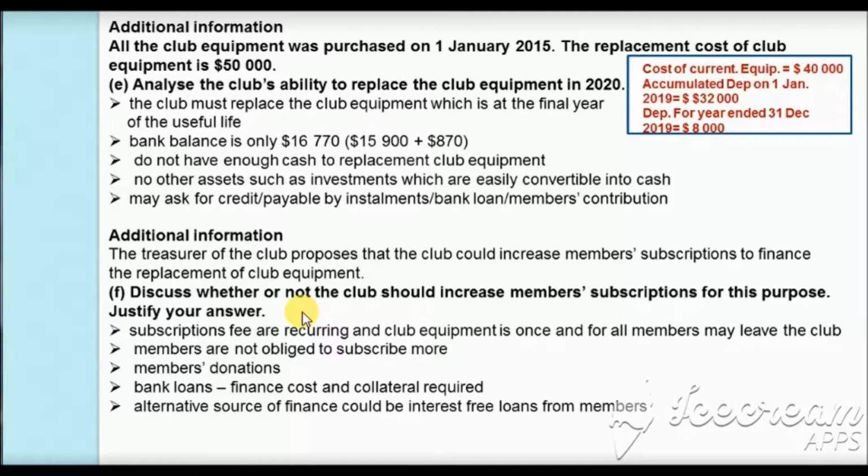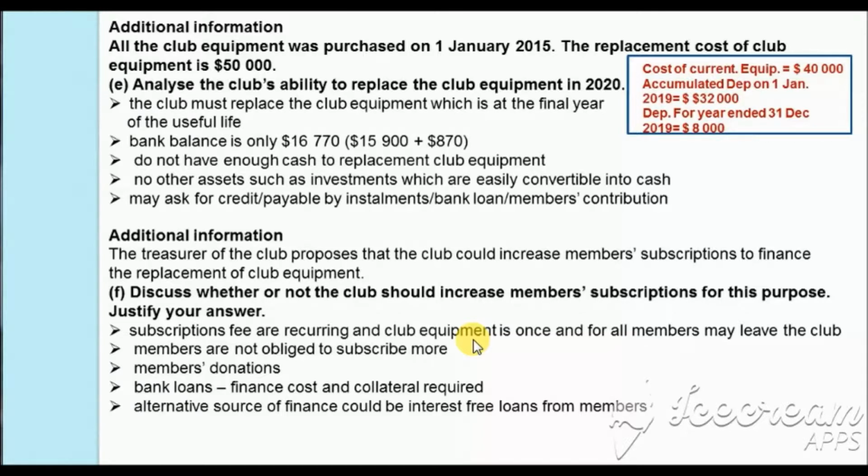From my point of view, I would suggest that they should not increase the subscription, because you see the fees which they have to pay, that is the subscription fees which the members pay, it is paid mostly on a monthly basis, and they require this additional cost only for purchasing the club equipment, which is a one-time investment. And if the members are asked to pay it on a monthly basis, then the members may leave the club because it's not the obligation of the members to pay additional amount for purchasing the equipment, and hence as they are not obligated to do so, they may leave the club.